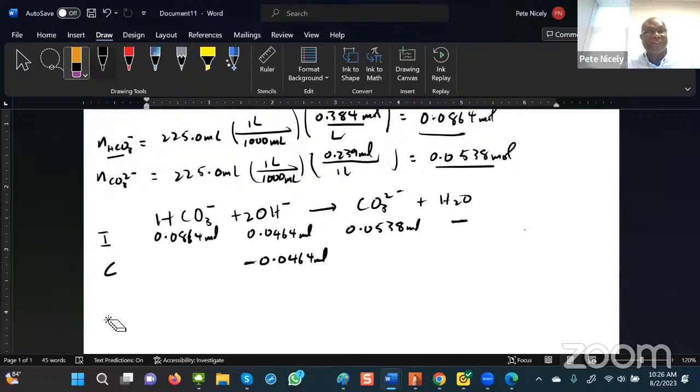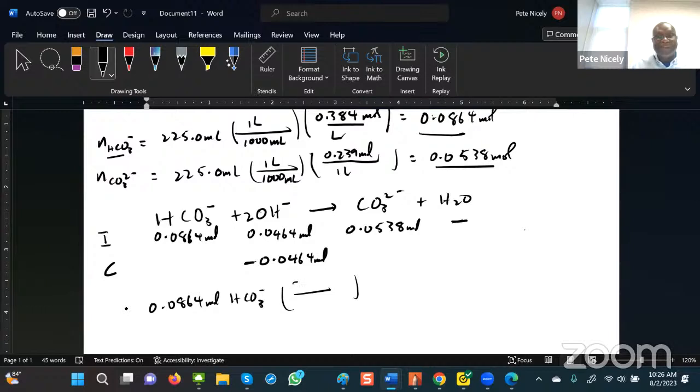I'm going to do it down here. Okay, so let's say it was 2-to-1, right? 2 hydroxides for 1 bicarbonate. So basically what that means is that if we have 0.0864 moles of bicarbonate, if the mole ratio was 2-to-1, then that means that for every 2 moles of hydroxide, there's 1 mole of bicarbonate, right? Which would mean that this becomes 0.0, what is 2 times that?